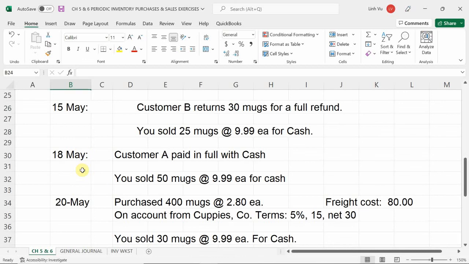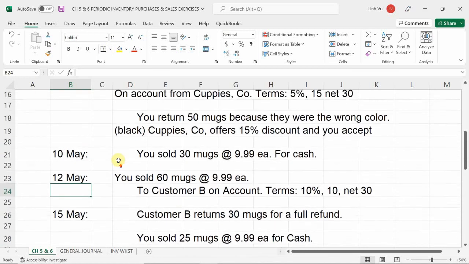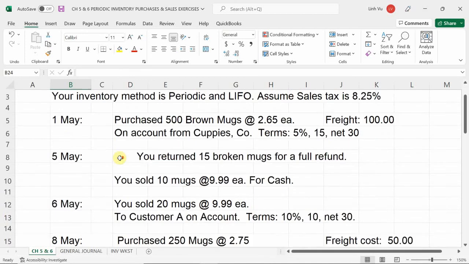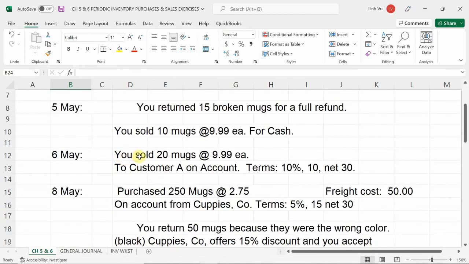On the 18th, we'll do one more, and then we'll go take a break when we hit the last of the 18th. Okay, so May 18, customer A decides to pay in full with cash. Now we're receiving a payment. So let's take a look at when we actually sold to customer A. We sold to customer A quite early on, on account on the 6th of May.